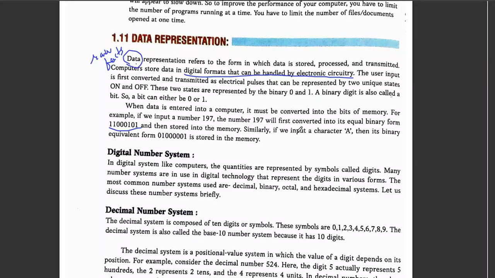Similarly, if we input a character A, then its binary equivalent form, that is 01000001, is stored in the memory. So if we insert a character, suppose capital A, then its binary equivalent form is stored in the memory. First of all it will be converted into this number, then this will be stored in the memory.